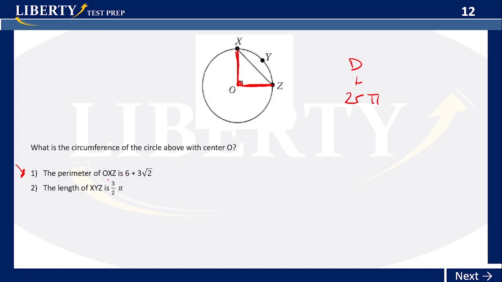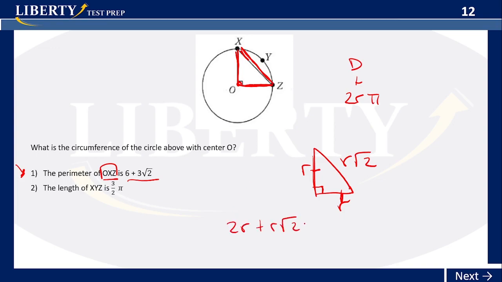Number 1, they tell you the perimeter of OXZ, so of the triangle. The perimeter of the triangle is 6 plus 3 square root of 2. Now, we know something though. This one is a 45, 45, 90 triangle. How do we know that? Because this side and this side, the radius and radius, they are the same length. And this one is a 90-degree angle. So it means that this hypotenuse should be r square root of 2. Okay? Just by knowing that, we have 2r plus r square root of 2 is equal to the perimeter of that triangle.